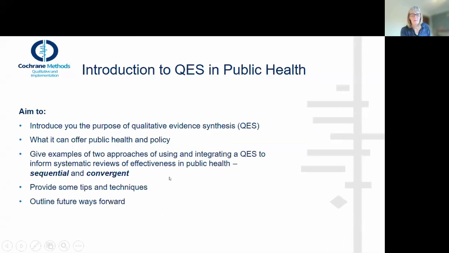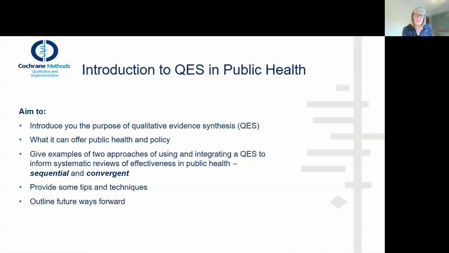We want to outline what its purpose is, what it can offer to public health and policy, and to give you a couple of examples of how using and integrating a QES to inform systematic reviews of effectiveness in public health, and what that can offer. And the two approaches that we're going to talk about are Sequential and Convergent. I'll talk about Sequential, and I'll hand over to Andrew to talk about Convergent.